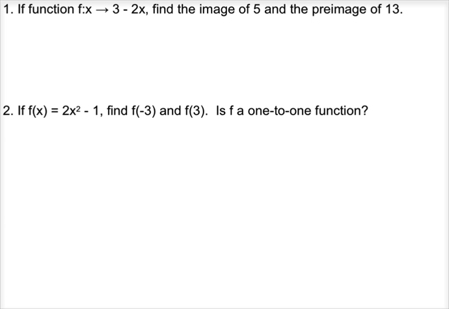Number 1. If function f maps x to 3 minus 2x, find the image of 5 and the pre-image of 13. So it's really saying the first one is, what is there if I substitute in a 5, where would I end up? So if I substitute in a 5 in place of x, what do I get? Well, I get 3 minus 2 times a 5, which is 3 minus a 10, which is a -7.